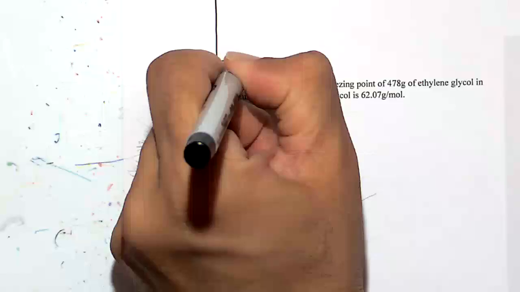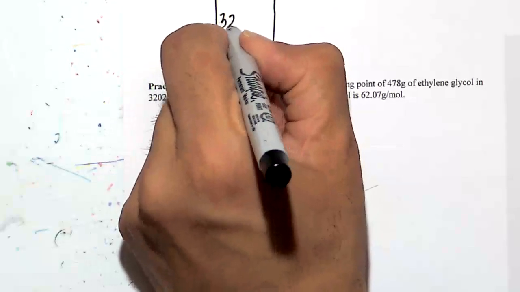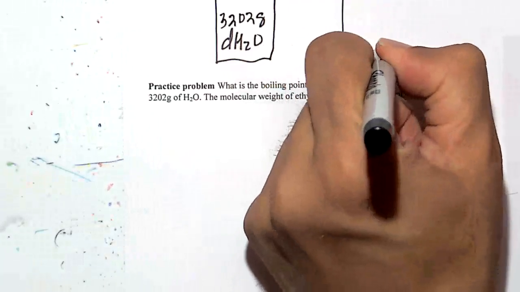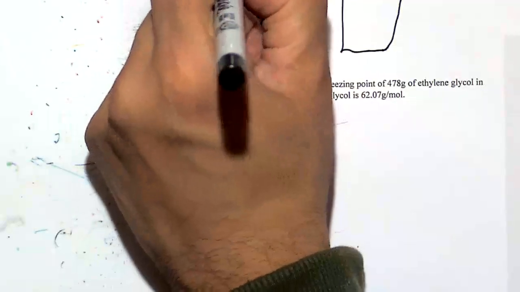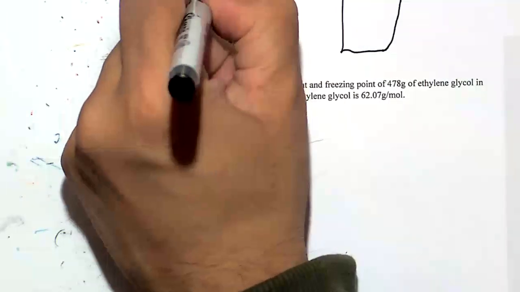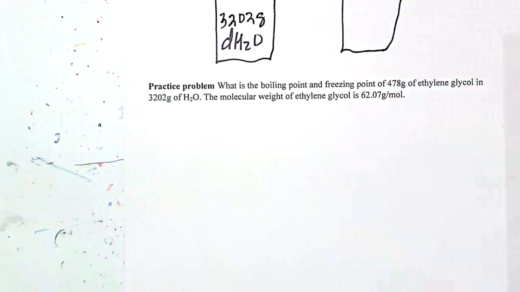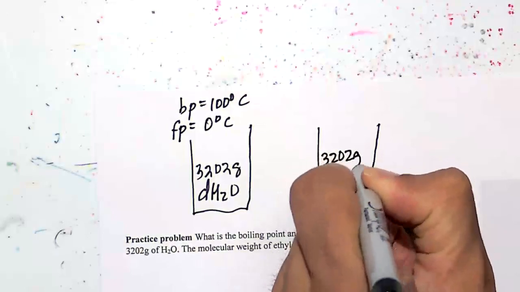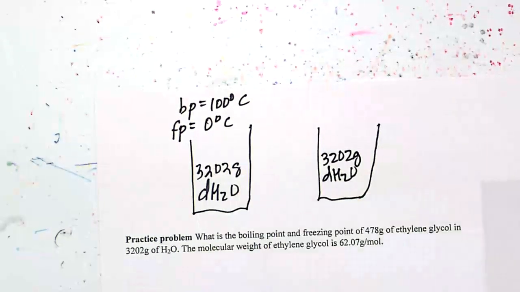Okay, so let's draw a picture here. So we have about 3,202 grams of water. And what's the boiling point of water? And what's the freezing point of water? 0. To that, roughly 3,000 grams of water, we are going to add 478 grams of ethylene glycol, right?